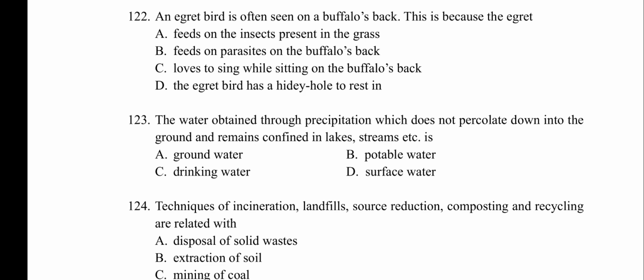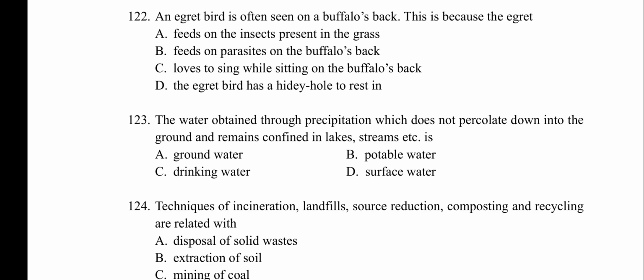So this is a symbiosis relationship or symbiotic relationship or a mutual relationship where the parasites on the buffalo's back are eaten up by the egret birds, and at the same time the bird also gets its food, and at the same time the buffalo also gets rid of the parasites, right? So both of them are benefited, or both of them are at an advantage. Nobody is affected negatively, right? So all right, next question.